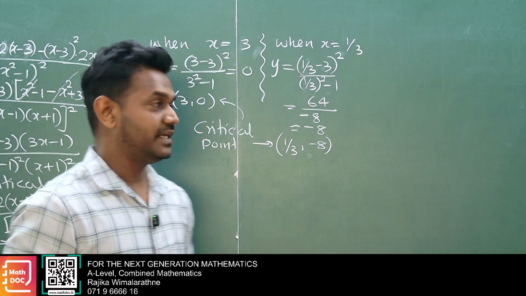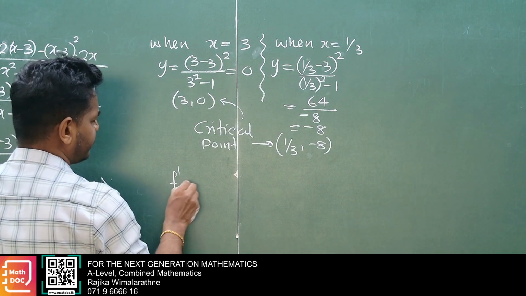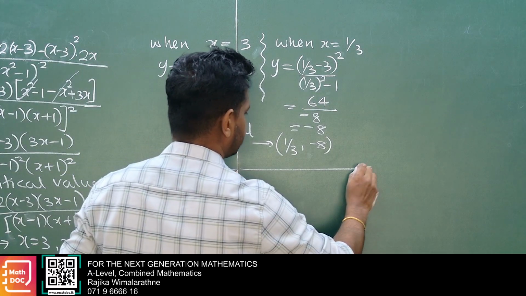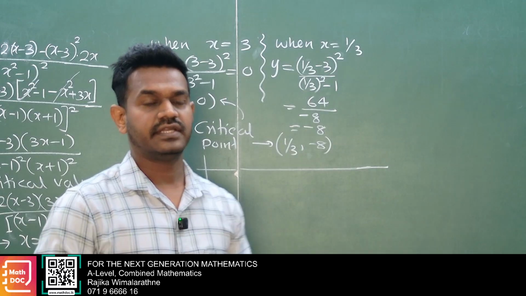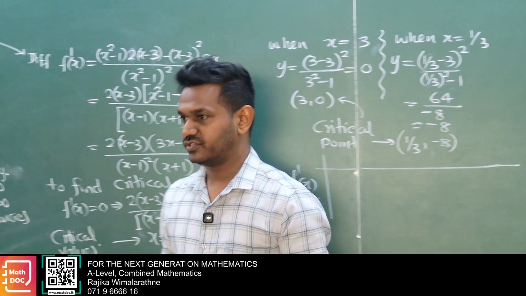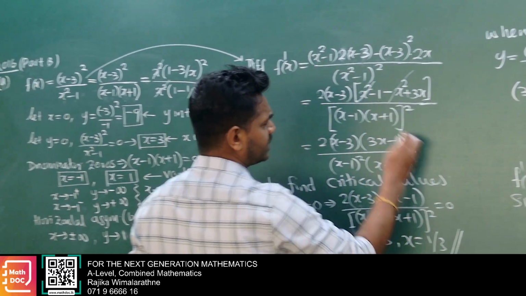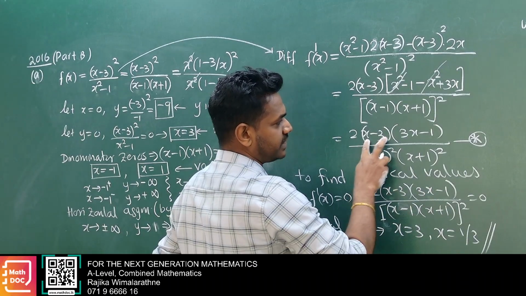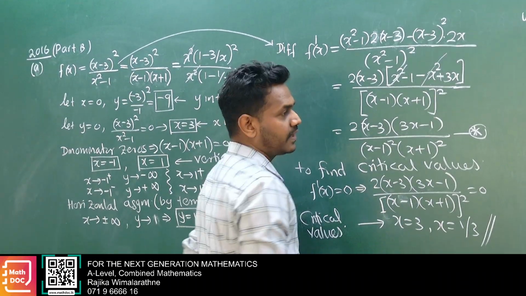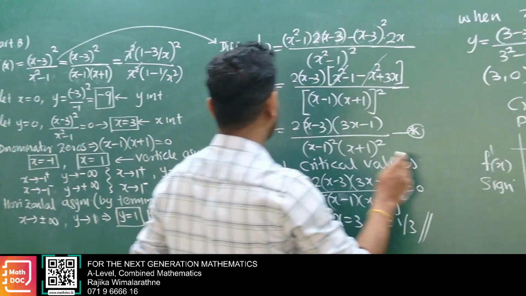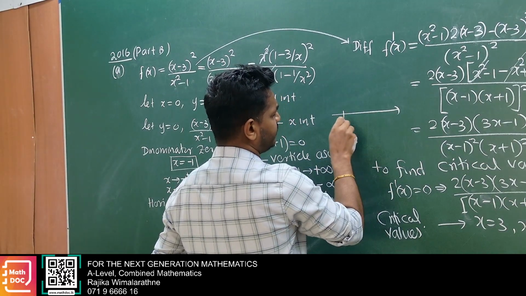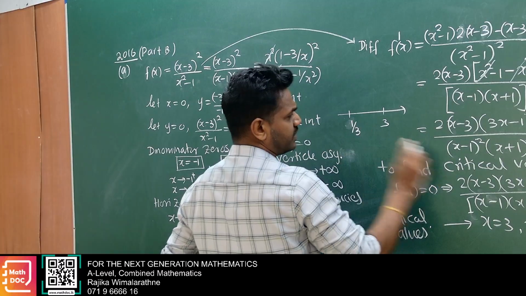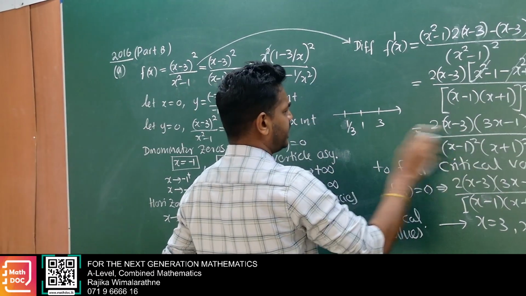Now you check the dy by dx sign, or f dash x sign. When you check the sign, you have to think about denominator zeros and critical values both. So you can identify that from here: 3, 1/3, 1, minus 1. So here it is better to mark that on the number line. Here 3, then 1/3 somewhere here, then 1 somewhere here, minus 1 somewhere here.